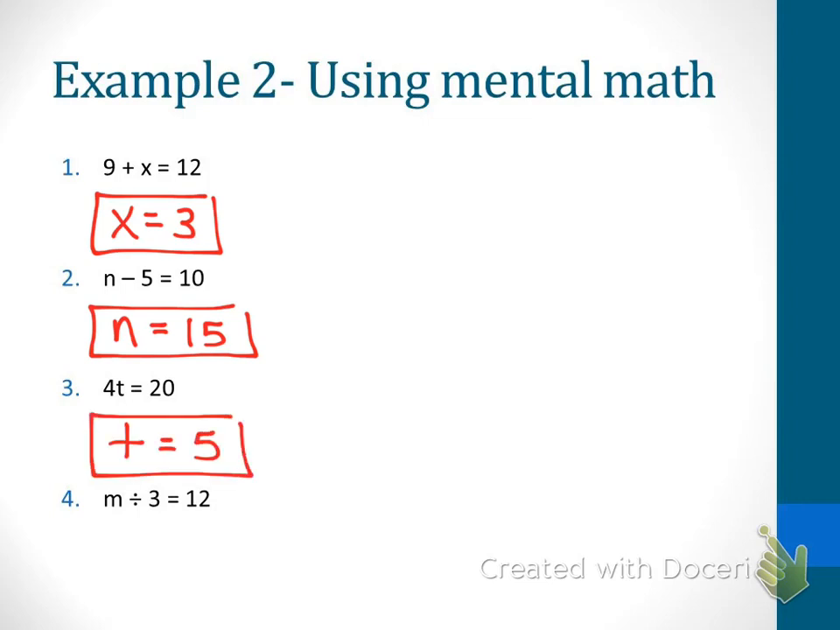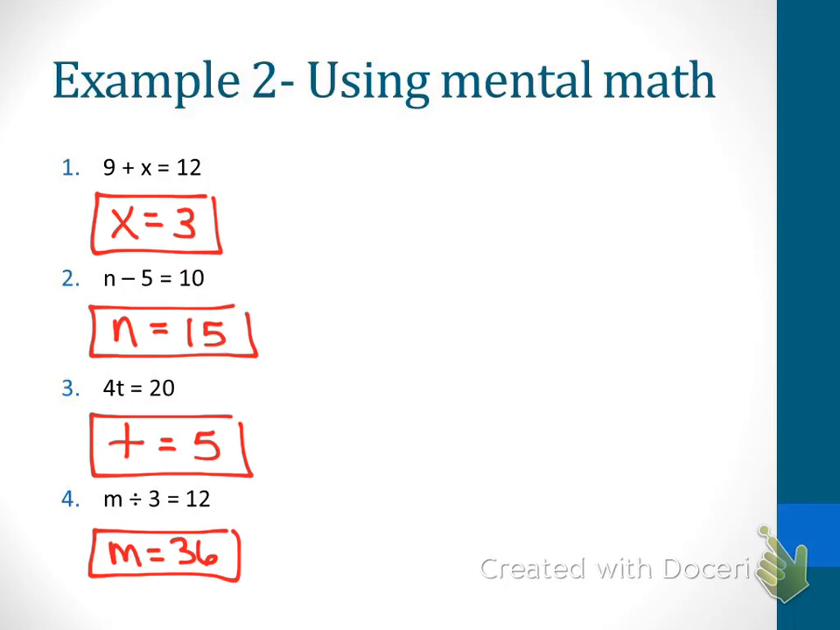And then on the last one, m divided by 3 equals 12. And what number divided by 3 equals 12? Joshua? 48. No. Oh, wait, no, not 48. Destiny? 36. Very good. So m equals 36.